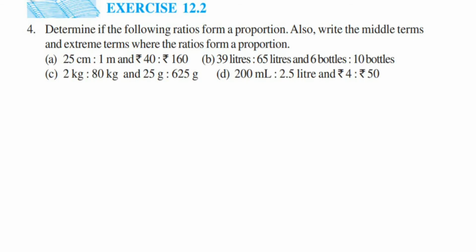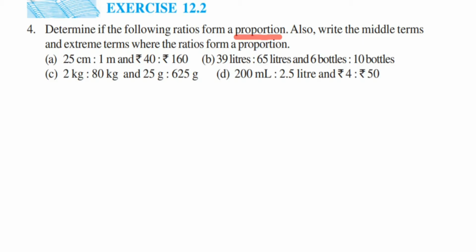Everyone, here's a question from exercise 12.2, fourth question. Chapter is ratio and proportion of class 6. The question is, determine if the following ratios form a proportion. Also, write the middle term and extreme term where the ratios form a proportion. So we have four questions. So what do we mean by proportion? Proportion means when we say two ratios are equal, we say it as their proportion.